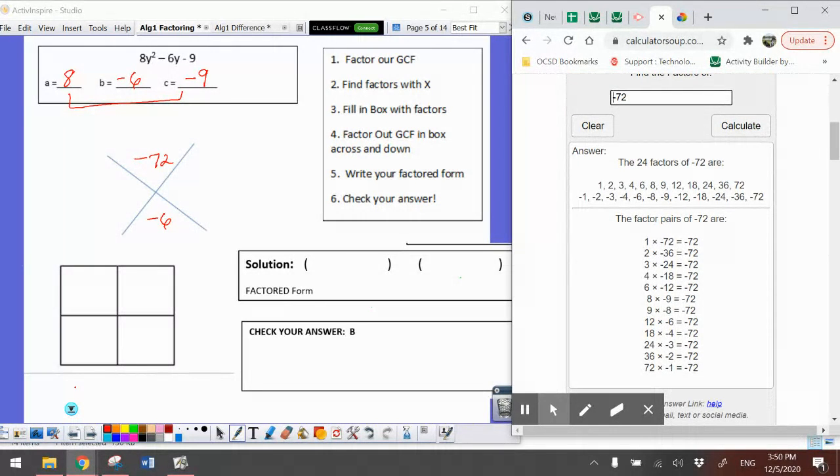All right, so we have 1 and 72, 2 and 36, 3 and 24, 6 and 12, 8 and 9. Okay, so which of those sets is going to somehow get me a 6? Well, it looks like the 6 and the 12 right here are probably going to be the important ones.